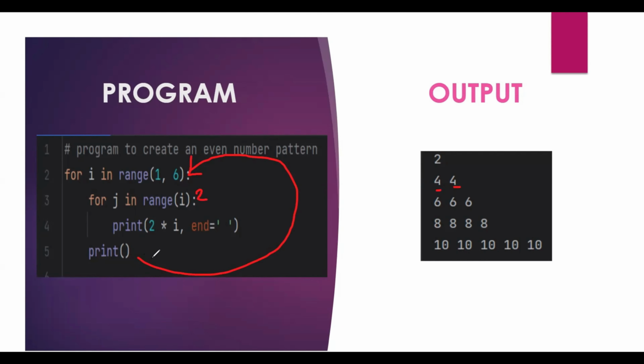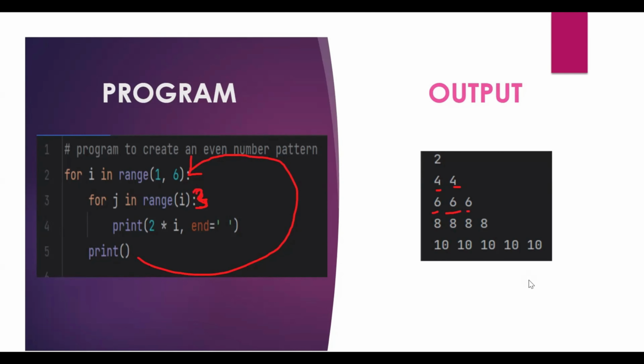After that, again we are going up. i becomes 3 now. For j in range i, which is 3 now, we are printing 2 into 3, which is 6. So 3 times that loop will be executing. Like that, we can print an even number pattern.